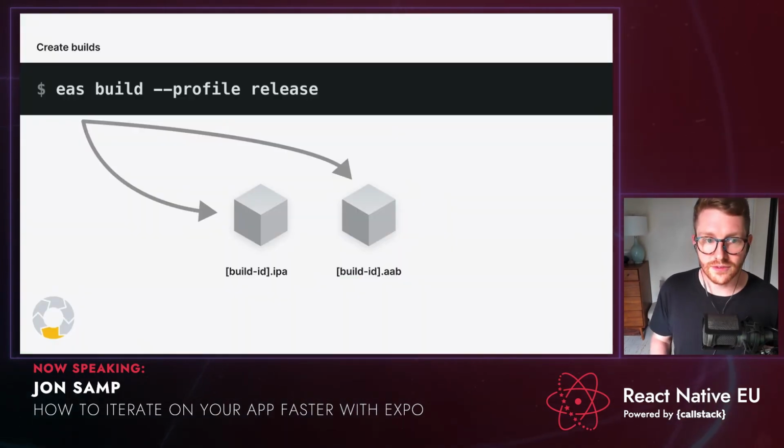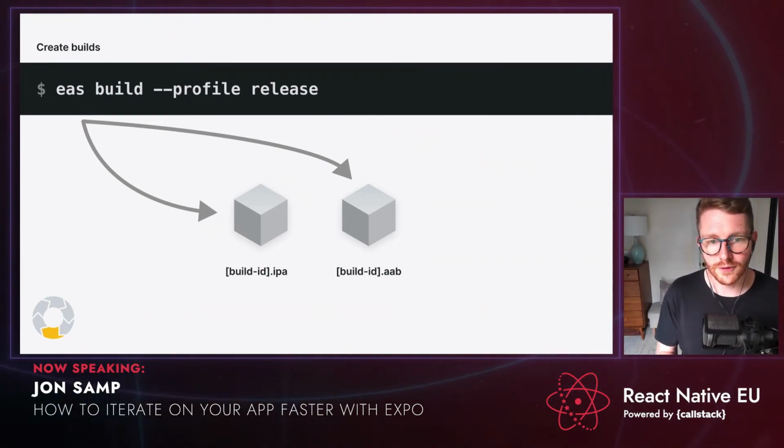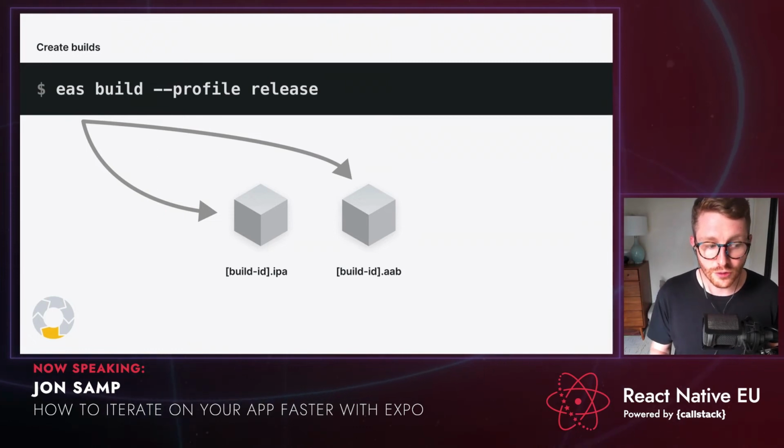So let's look at the steps to do this. We can use EAS build and then pass in a profile called release, which is set up when you run EAS build. And that's going to create 2 apps for us, one optimized for the iOS App Store and another one for the Android App Store or Google Play.